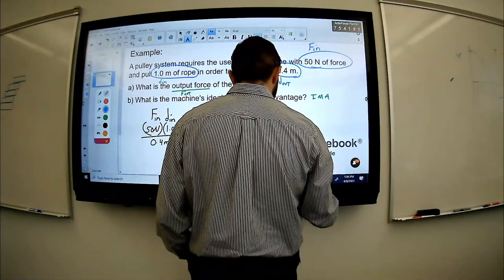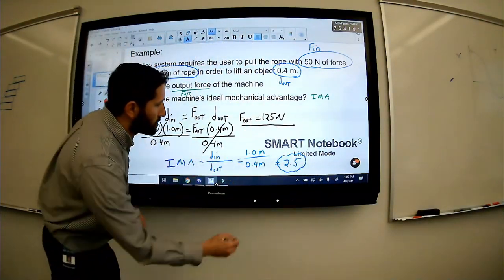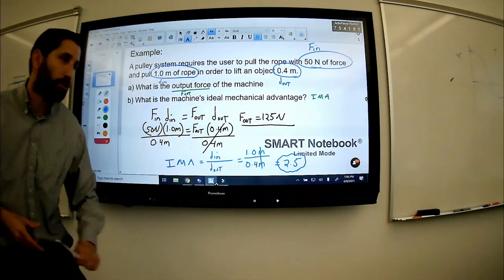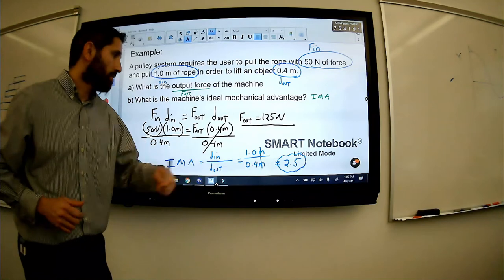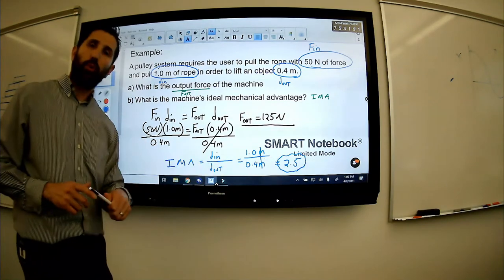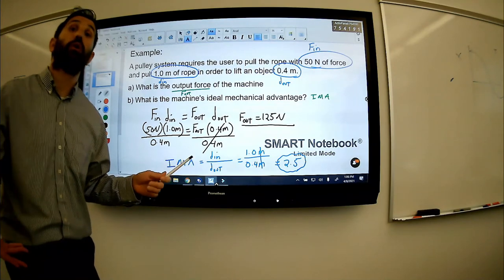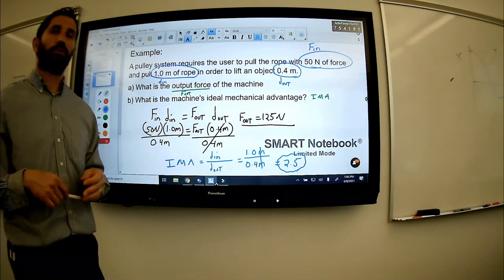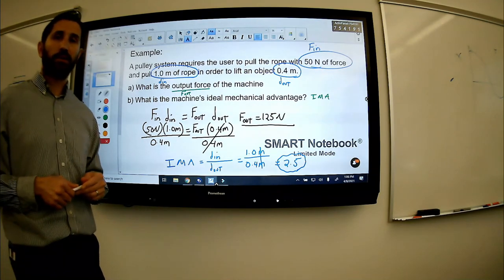So that means, and you notice too that the units cancel out here. Meters over meters. This is just a number. It doesn't have units. It's a ratio. So that means that the machine is 2.5 times stronger than the user. It exerts 2.5 times the force that the user puts into it. All right, so that's a good example of a practice problem using simple machines.